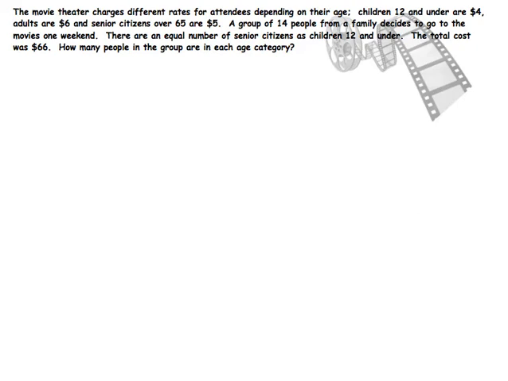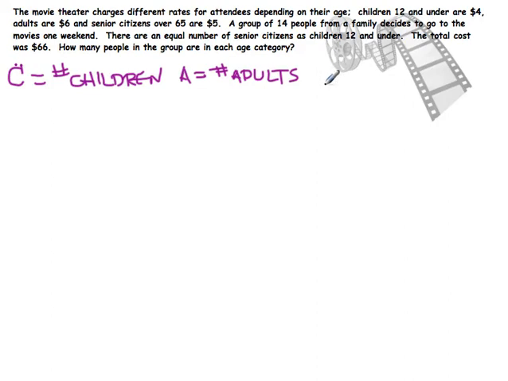Again, first what I would do is get my variables. So I would say C is going to be the number of children. Okay, and notice I use the pound sign for number of children. And I'm going to say A is going to represent the number of adults attending. And then I'm going to use N, just because it's in the word senior. So N is going to be the number of senior citizens.